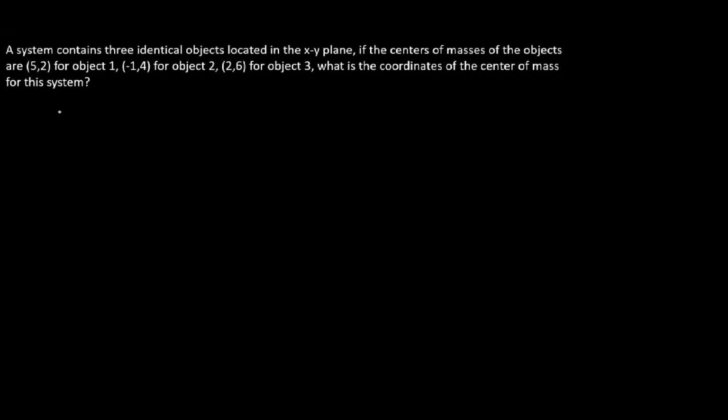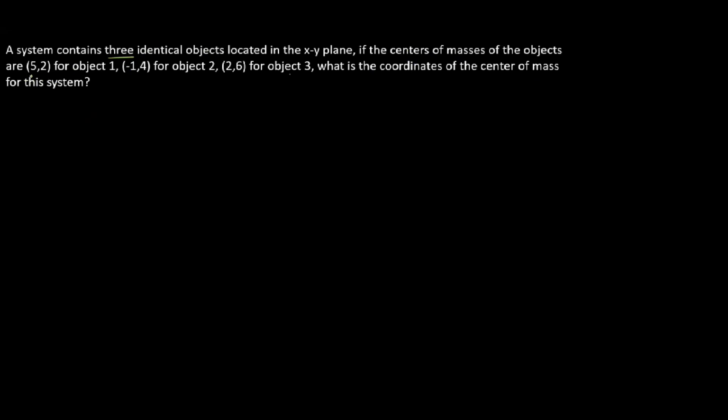In this video, we are going to discuss how to calculate the coordinates of the center of mass of a system of identical objects. The question says, a system contains three identical objects located in the xy plane. If the centers of the masses of the objects are (5, 2) for object 1, (-1, 4) for object 2, (2, 6) for object 3, what are the coordinates of the center of mass of this system?